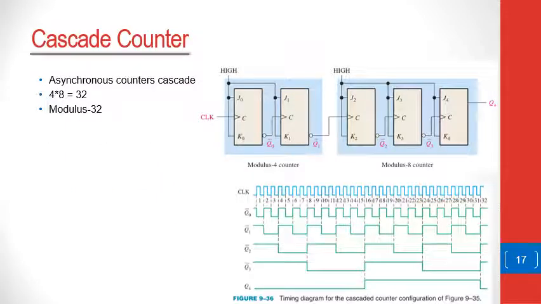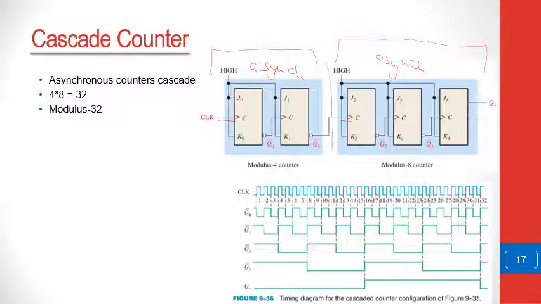An example here would be a modulus 4 counter and a modulus 8 counter. Both of these counters are synchronous counters themselves. So let me see. In fact, I'm wrong actually. This is not synchronous. This one is asynchronous. This one is also asynchronous, because here the clock signal is only feeding the first flip-flop. You can see.